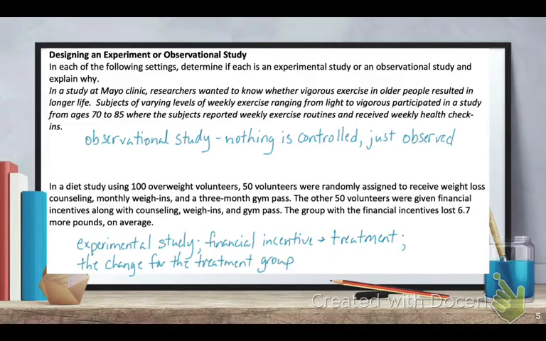We have two groups and one treatment group. The treatment, which is the variable which is changed, is the financial incentive. And so everything else was similar and controlled. So the conclusion might be able to be made that the financial incentives affected the amount of weight loss in the volunteers.